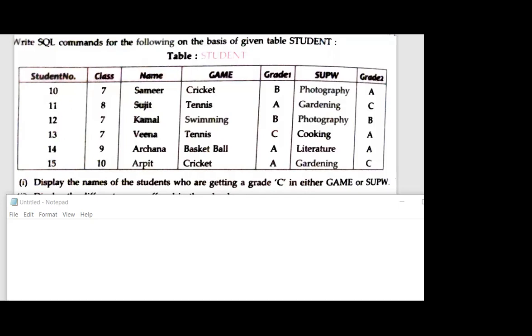Okay, so you have to display the name of all those students who are getting grade C, either in game or in SUPW. And remember to check the table first, to see what type of information you have in the table. Then on the basis of that only you decide what the query will be. And for every query, I will be giving you 1 minute.